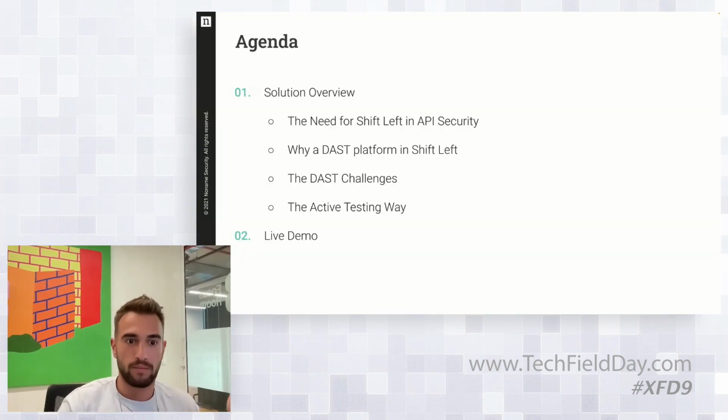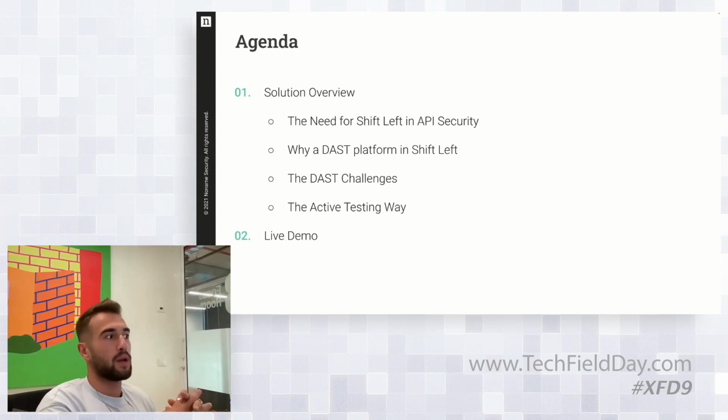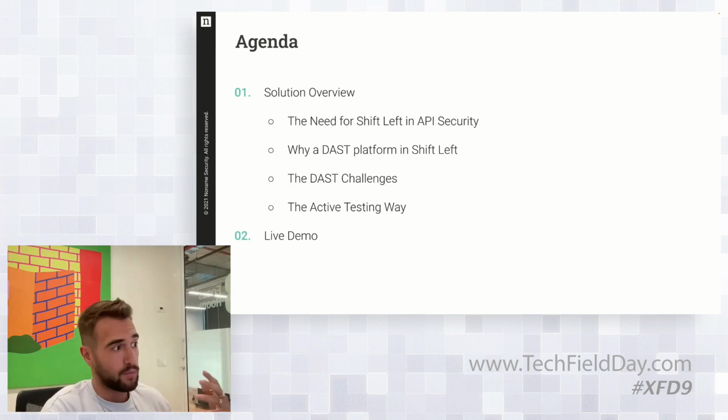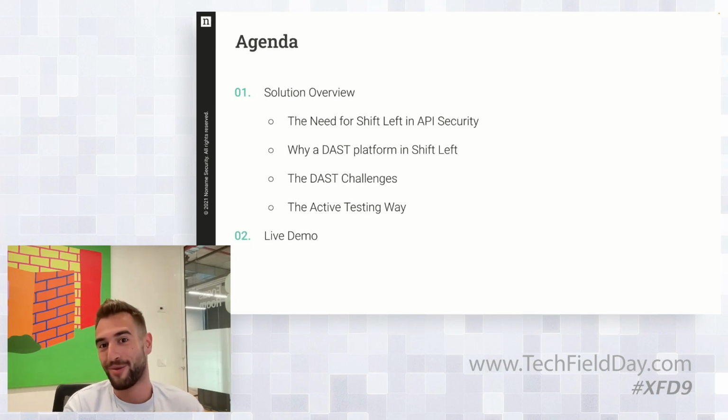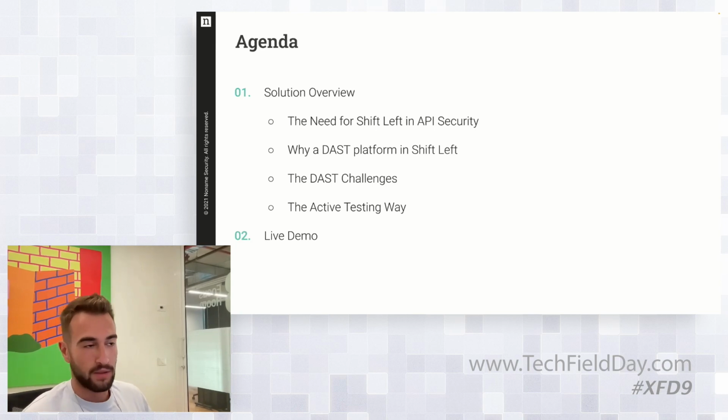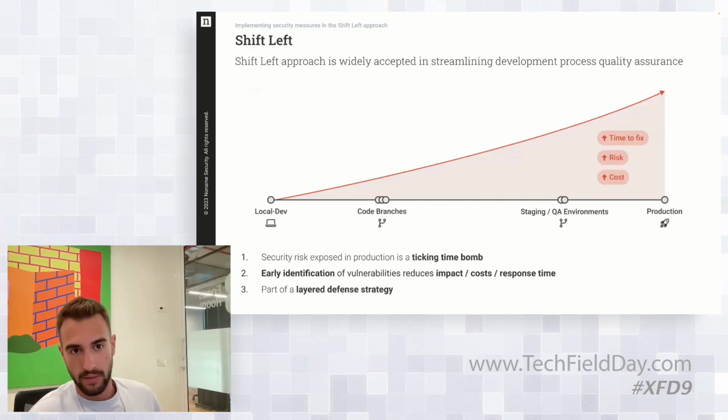So, as I said, today we're going to do a brief overview of our solution. We're going to talk about the need for shift left in API security, and how it completes our security offering. We're going to talk about why a DAST platform is the correct solution inside your shift left processes. We're going to talk about the challenges it brings to the table, the ones that we were required to overcome while developing Active Testing, and of course how we approach them. And then we're going to do a live demo of the platform of our most recent version, Active Testing V2. So let's get to it.